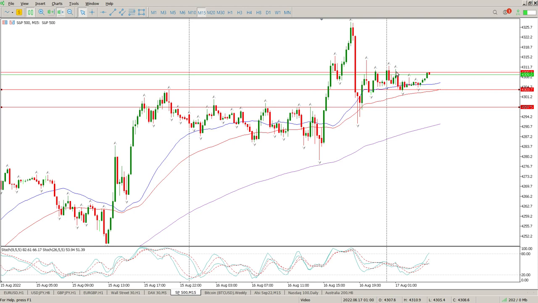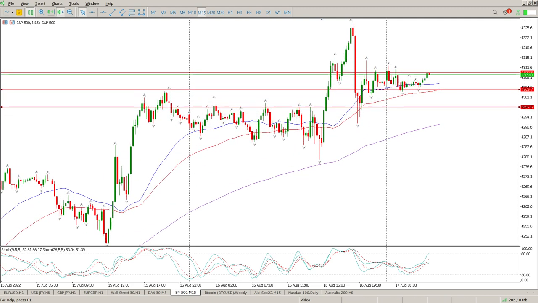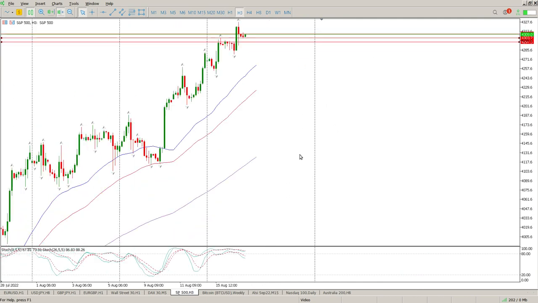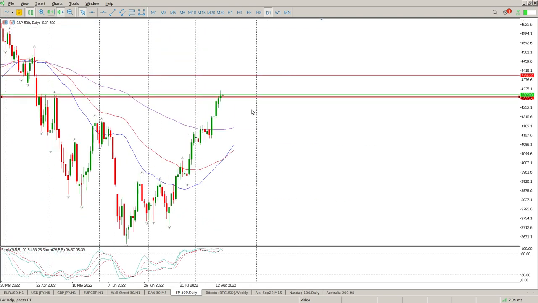If we can hold 4,300, and technically we have held it on the daily, we did close above it on the daily, we're looking for 4,400 next. But I'm still of the opinion we need to see some kind of a reset. We're extremely overbought at the moment on the 3 hour, the 8 hour, and I just want to check the daily as well. I think the daily is also overbought. Yeah, daily is definitely overbought as well.